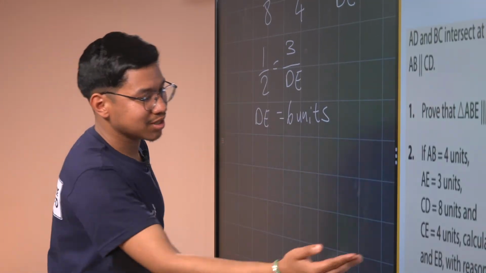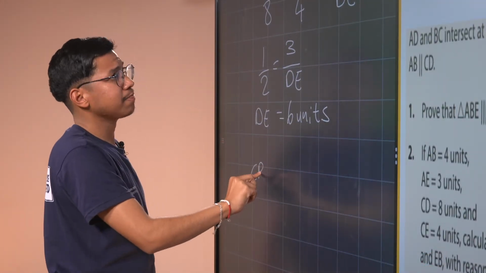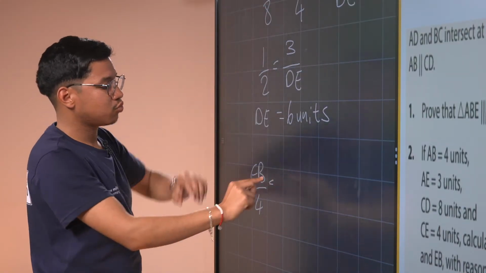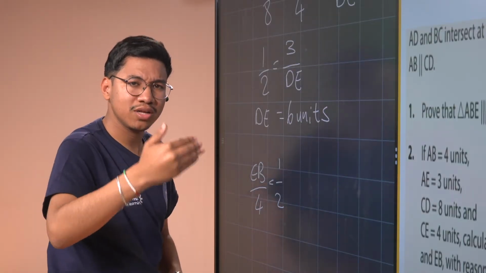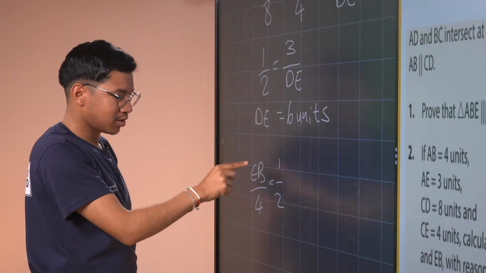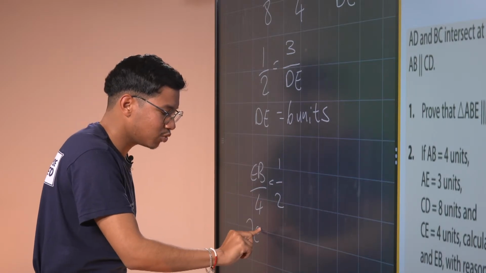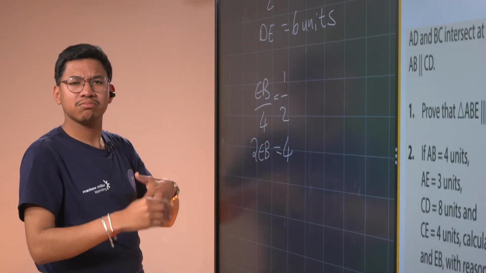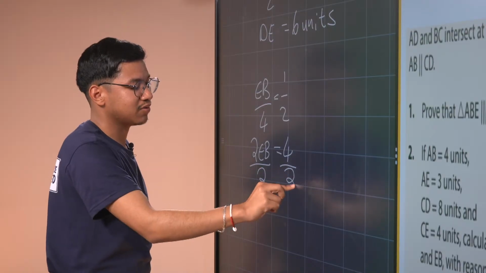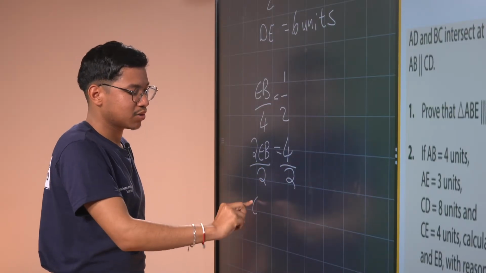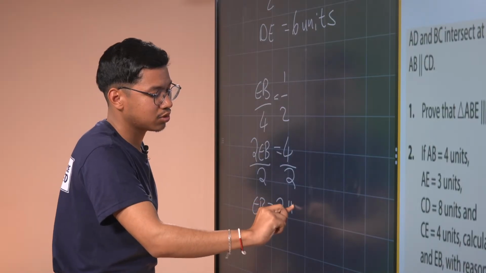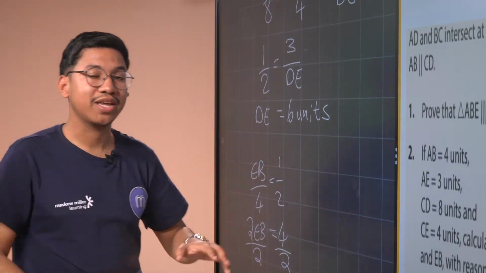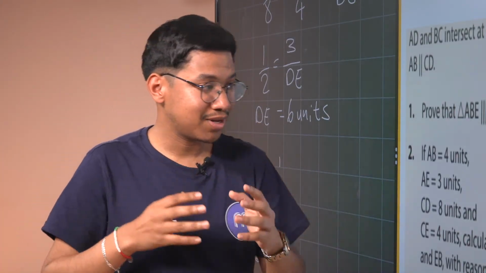And then lastly, they're asking us for EB. EB is over 4. I'm going to use the same fraction, which is a half. Why? Because the ratios are in equal proportions. So if I cross multiply 2 multiplied by EB, I get 2EB. If I cross multiply 4 with 1, I get 4. How do I get EB on its own? I divide, of course. I divide by 2, I divide by 2. The 2's divide, so EB will be 2 units. All right, there we go. That is how you solve an unknown in any problem when it comes to similar triangles.